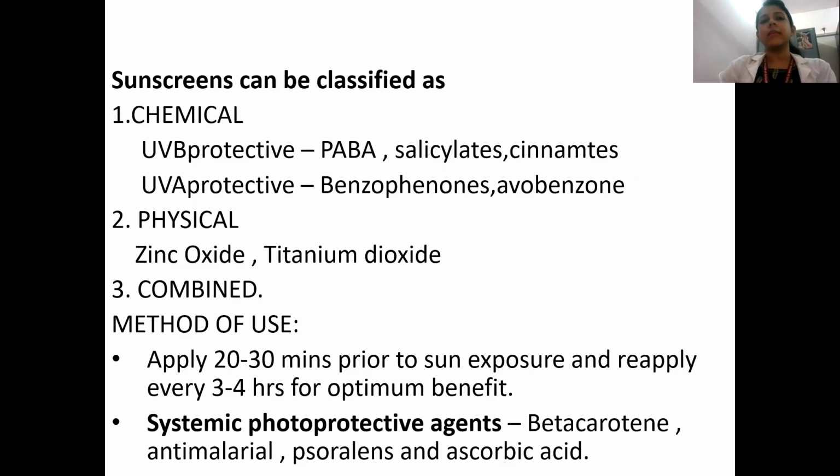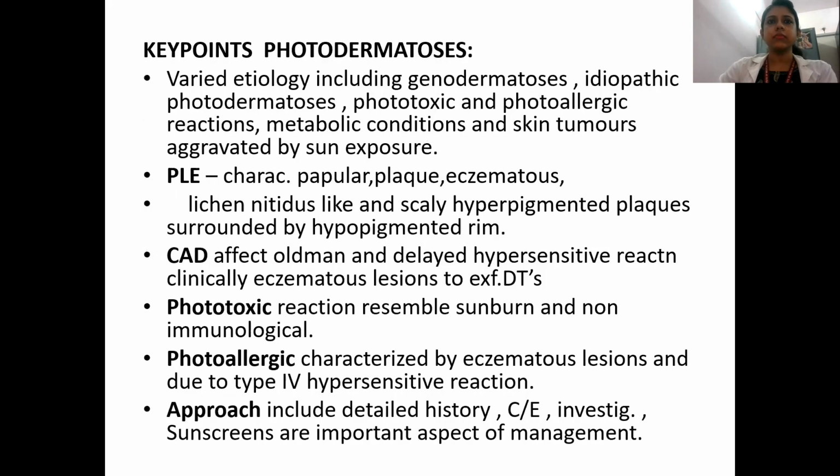Systemically, we can use photoprotective agents if the patients are still not getting relief. If the sunscreens are still not useful for them, only then we give photoprotective agents like psoralen, vitamin C, ascorbic acid, beta carotene, all that. We can tell the patients to take more vitamin C products, carrot and all that. We can also advise dietary modifications. Those are the main key points, like I said.